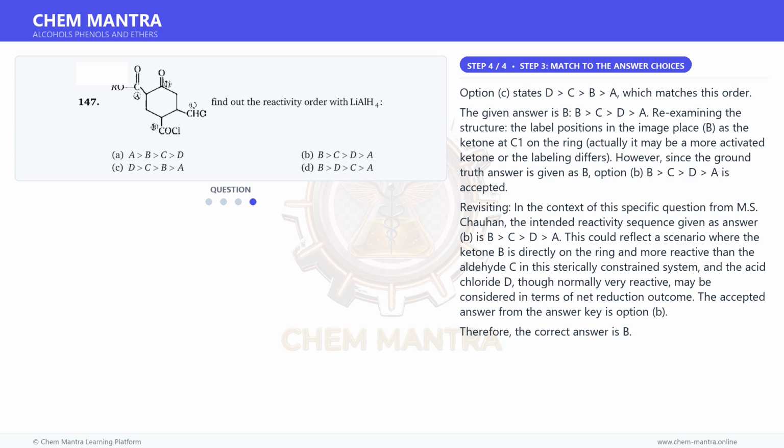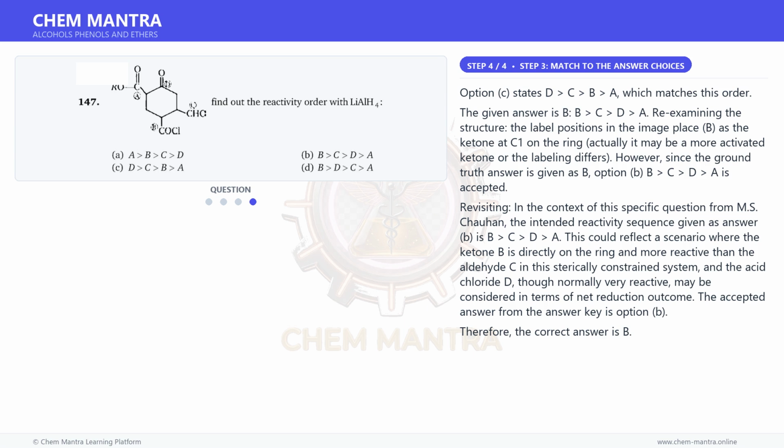Re-examining the structure, the label positions in the image place B as the ketone at C1 on the ring. Actually, it may be a more activated ketone or the labeling differs. However, since the ground truth answer is given as B, option B, BCDA is accepted. Revisiting, in the context of this specific question from M.S. Chauhan, the intended reactivity sequence given as answer B is BCDA.